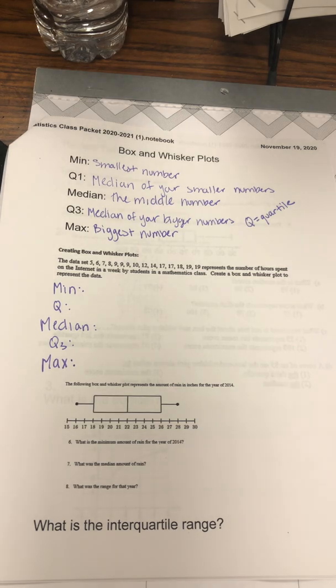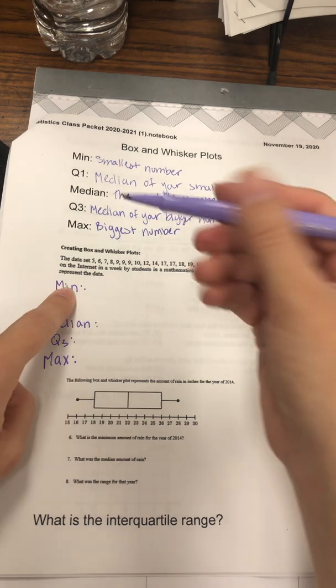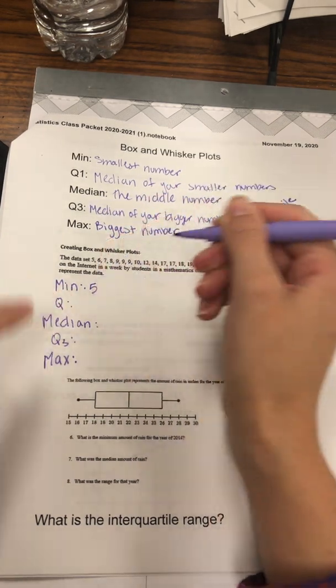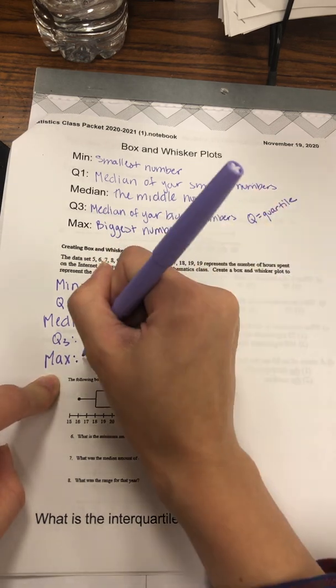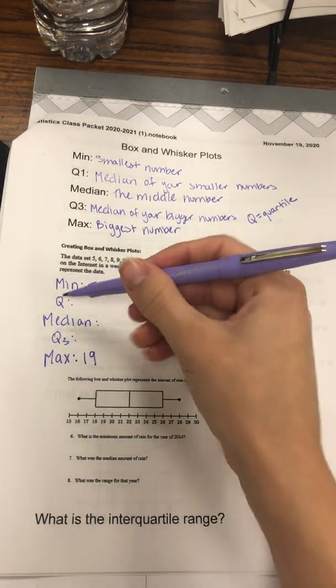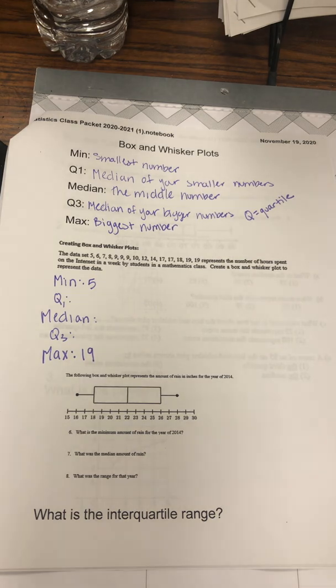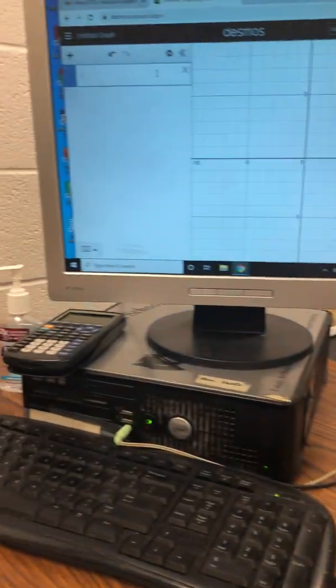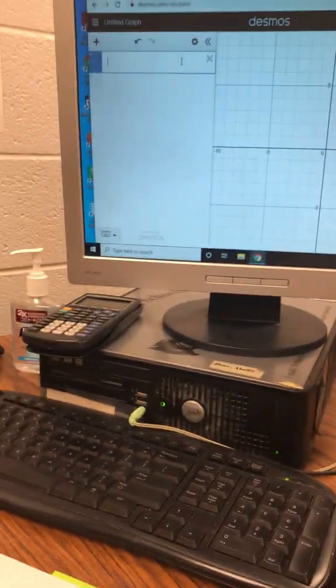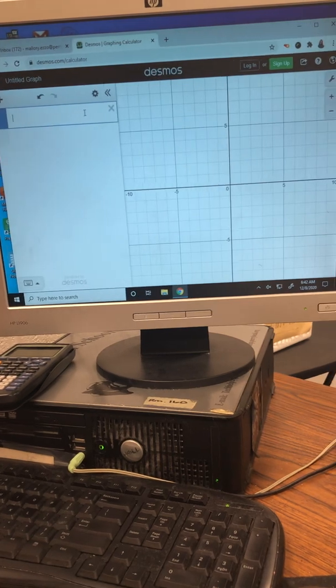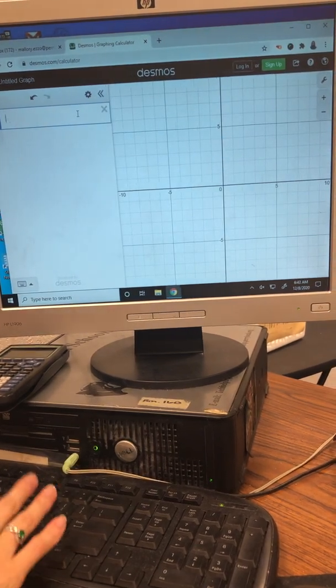So, starting with min and max. Min is your smallest number, which would be 5. Max is the biggest number, which is 19. And then I'm going to find Q1, median, and Q3 using Desmos. So, bear with me. Okay, good. So let's start with the median because we already know how to do that.